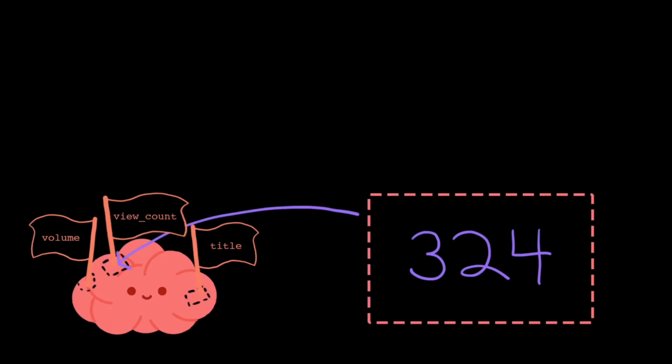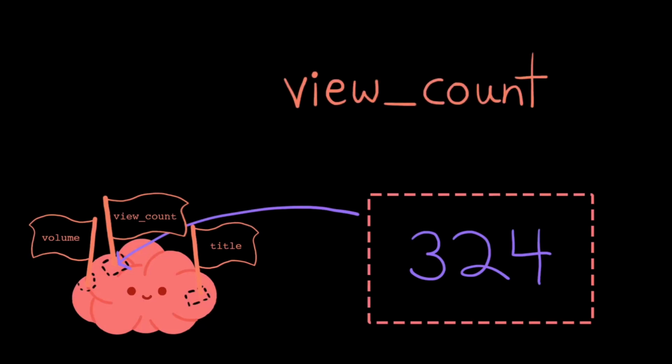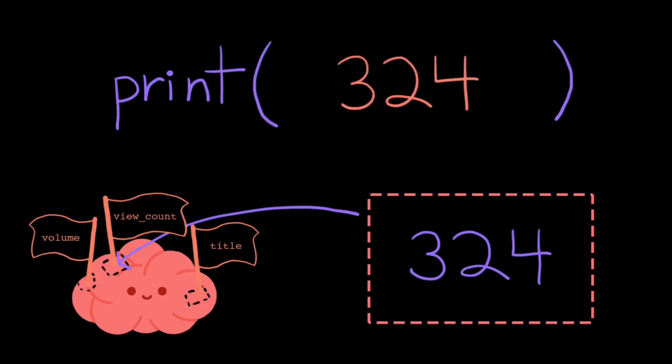Anytime we want to access the value stored at a location, we can ask the computer to retrieve it by giving it the name. For example, if I had the instruction print viewCount, the computer would go find the memory location viewCount, grab the value stored there, and substitute it in. So this would print 324.